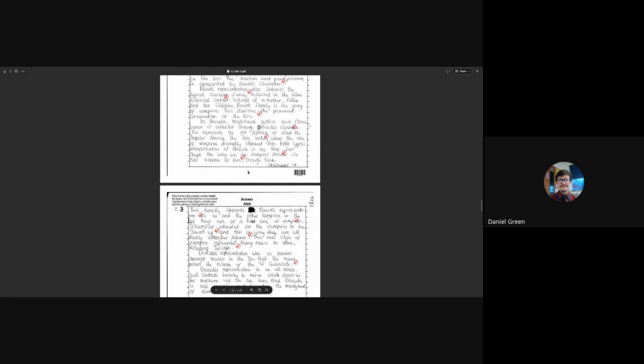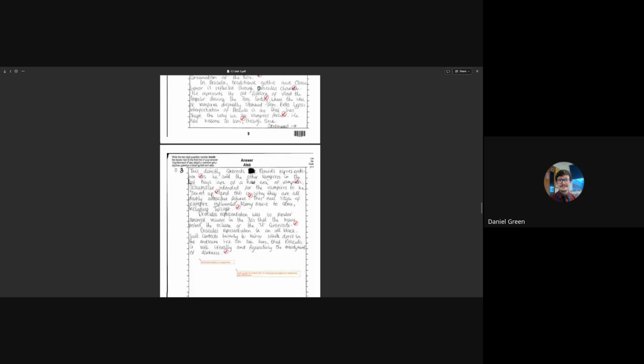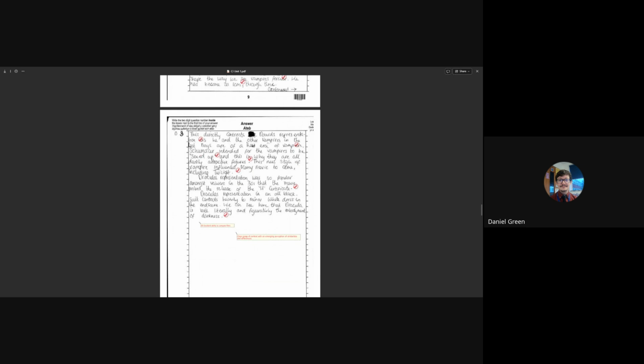In Dracula, traditional Gothic and classic horror is reflected through Dracula's character. He represents the old folklore of Vlad the Impaler in the 17th century, where the idea of vampires originally stemmed from. Bela Lugosi's interpretation of Dracula is also one that has shaped the way we see vampires forever. So again, talking quite frequently and with great depth about the context. This directly contrasts David's representation. He and other vampires in The Lost Boys are of a new era of vampires. And again, there's a comparison down the bottom.